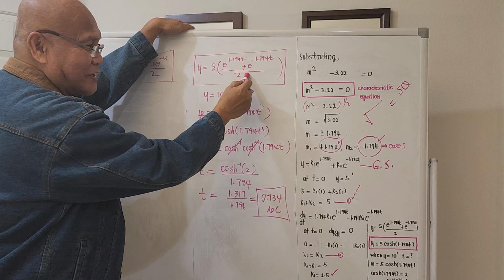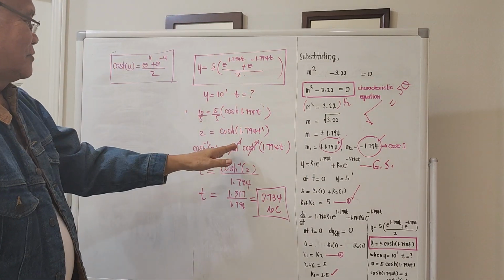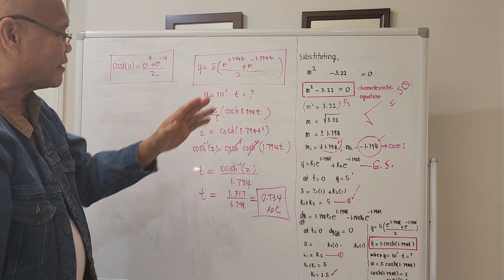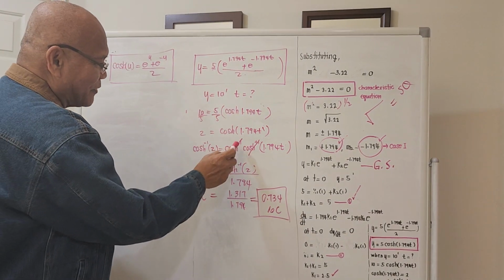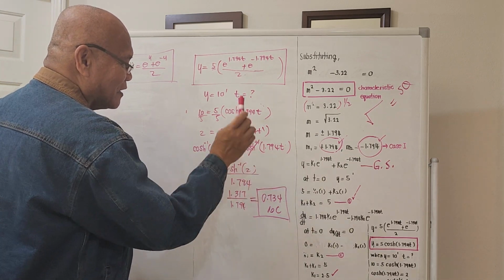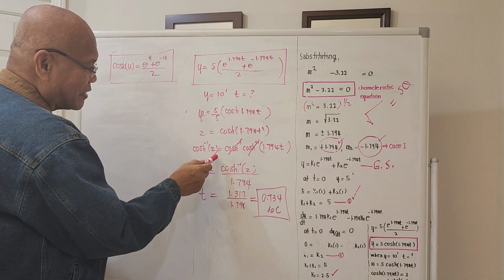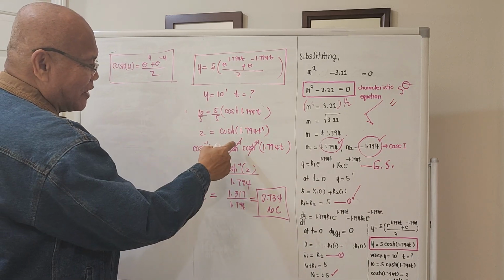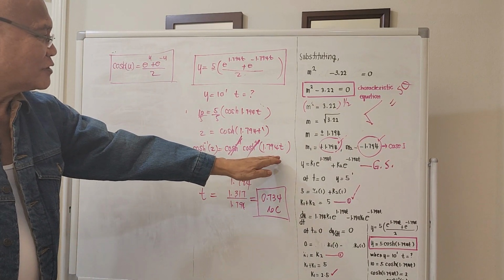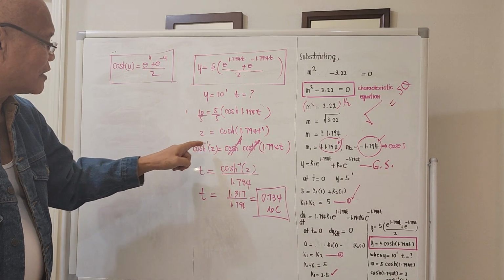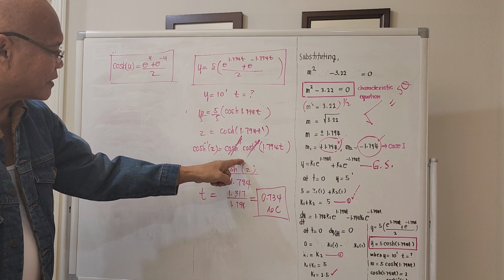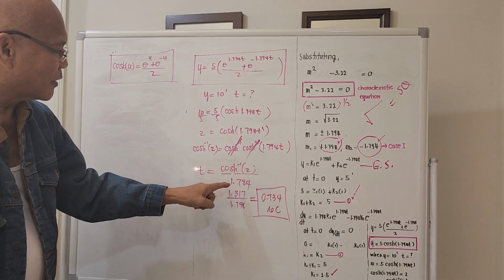That's hyperbolic cosine. So to eliminate this hyperbolic cosine here, take the inverse hyperbolic cosine. The inverse hyperbolic cosine of 1.794t is equal to the inverse hyperbolic cosine of the left-hand side. This is minus, this is plus, they cancel out. So what remains is 1.794t equal to inverse hyperbolic cosine of 2, and solving for t will be the inverse hyperbolic cosine of 2 all over 1.794.